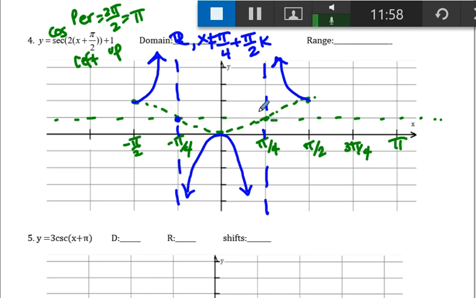Well, one way to find distance is to subtract. So I could subtract pi over 4 minus negative pi over 4, which turns into plus positive. And that gives me 2 pi over 4, which is pi over 2.